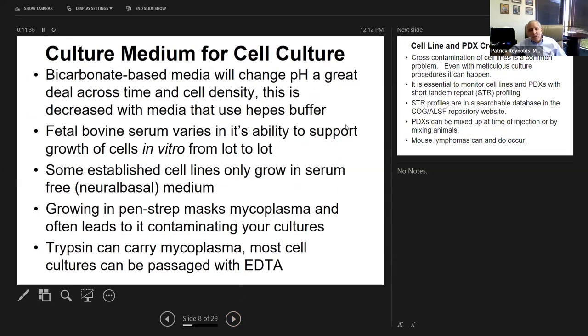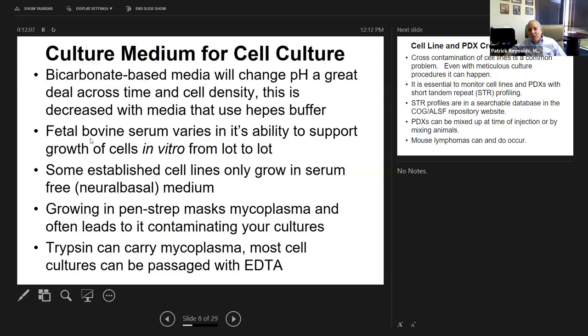Now, for the cell cultures, it's really important to spend a little time on cell culture medium. First of all, people need to realize that these bicarbonate-based media that we all use are going to change pH a great deal over time, and especially with cell density. And this is a remarkable change in pH. So this can be diminished somewhat by using things like HEPES buffer. And so you need to pay attention to your cell density, your time in culture, and the media you use, because pH is going to confound some of your results here.